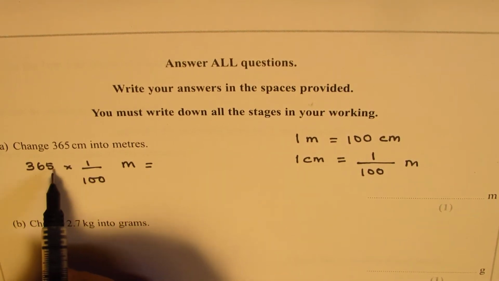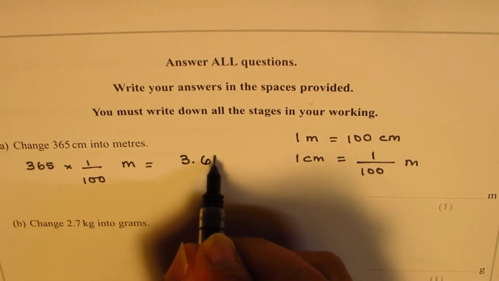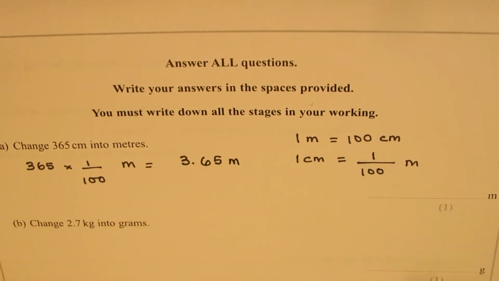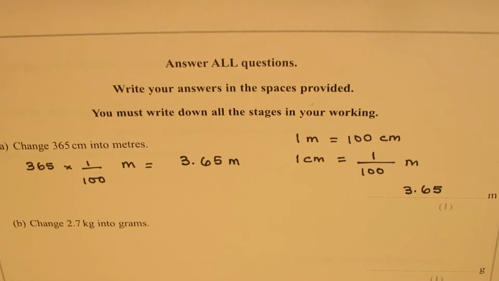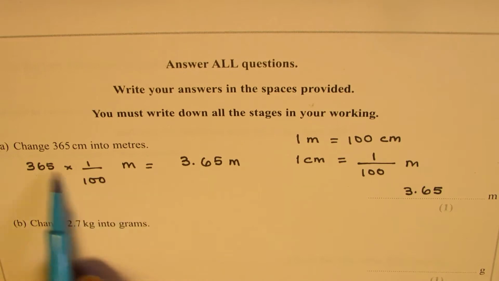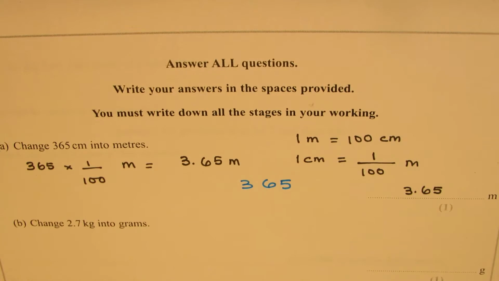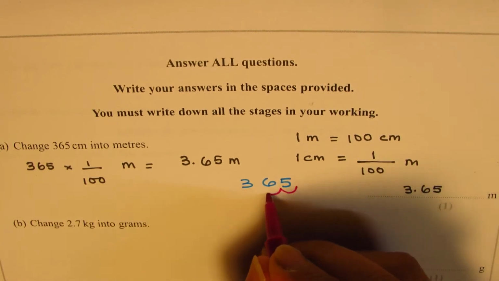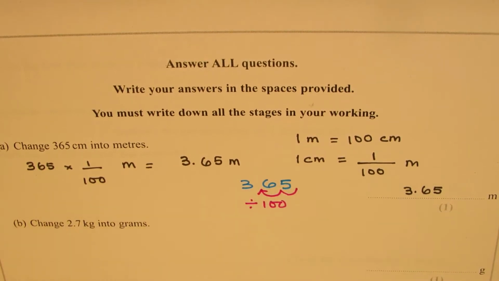Dividing by 100 basically means moving decimal places. So we get this as 3.65 meters. Clear? So that is the answer, 3.65 meters. Now you have to answer all these questions in black ink. However, I will use colored pens just to explain the concept. So let's understand how we divided by 100. We had 365, correct? So we just moved the decimal 2 places. That is dividing by 100, to get the answer as 3.65.